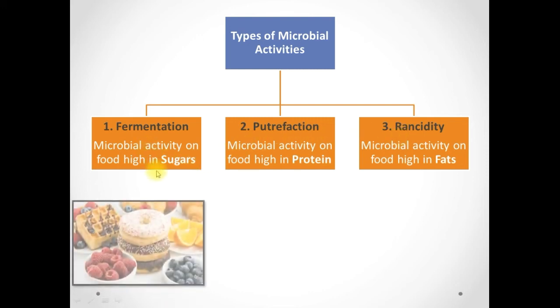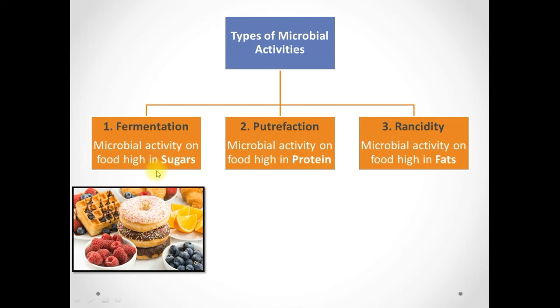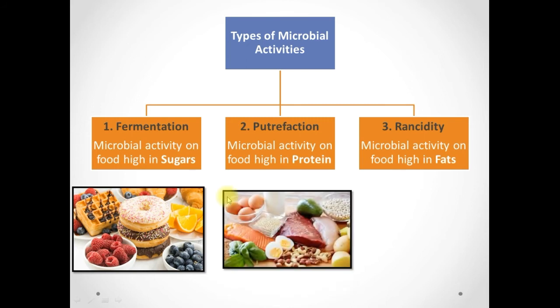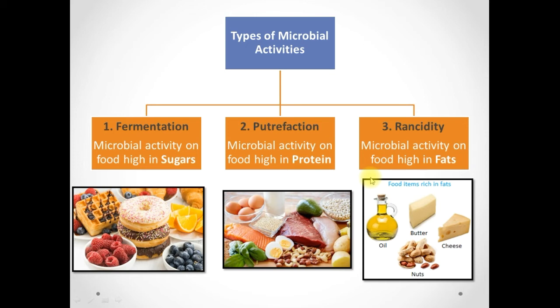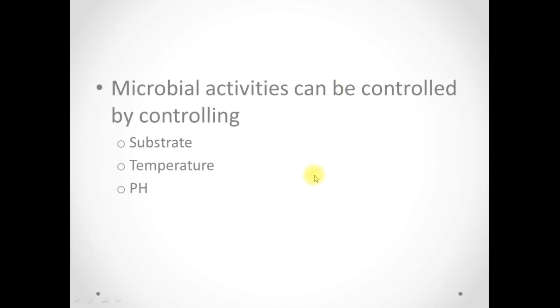Fermentation means the microbial activity on food high in sugar. Microbial activity on food high in protein is known as putrefaction. Microbial activity on food high in fats leads to rancidity. Therefore, it is clear that microbial activities on food can be controlled by controlling substrate, temperature, and pH.